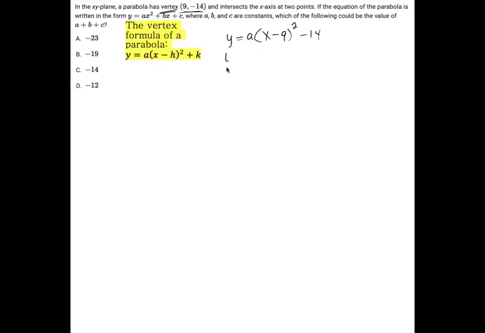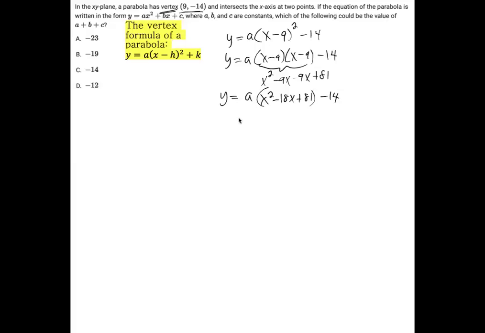So simplifying this a little, we have a times (x minus 9) squared. And we can FOIL this out. First times first, x squared, outer times outer, minus 9x, inner times inner, minus 9x, and last times last, positive 81. And x squared minus 18x plus 81. And we have an a that was still there and a minus 14 that was still there.